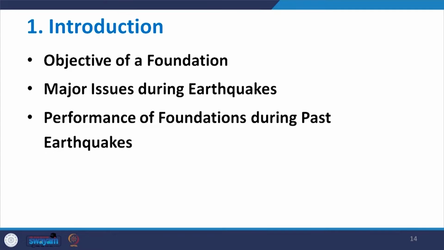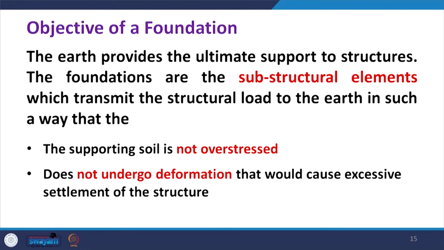Now, let us come to module 1, which is an introduction of this course. As mentioned, there are three components of this module. First is the objective of foundations, then what are the major issues during earthquakes, and we are going to discuss how the foundations performed during past earthquakes.